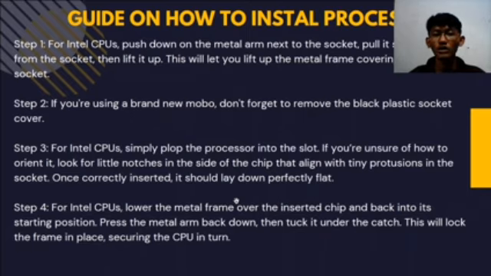Guide on how to install processors. Step 1. For Intel CPUs, push down on the metal arm next to the socket. Pull it slightly away from the socket, then lift it up. This will let you lift up the metal frame covering the empty socket. Step 2. If you are using a brand new motherboard, don't forget to remove the black plastic socket cover. And Step 3 and Step 4.